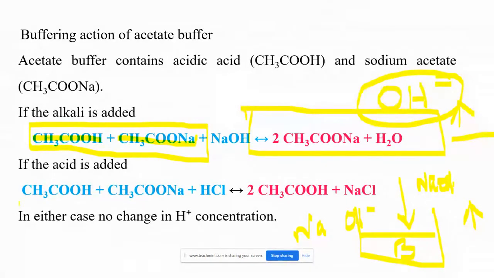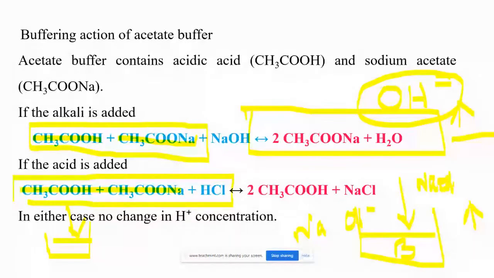Like that you write the reaction for the addition of the acid. In the same way, in a beaker we have taken acetate buffer, then with that we are adding HCl. For that you have to write the reaction: acetate buffer plus HCl. On this side we expect free H plus ion, because HCl dissociates into H plus and Cl minus. If free H plus ion is present, that indicates the pH will decrease.